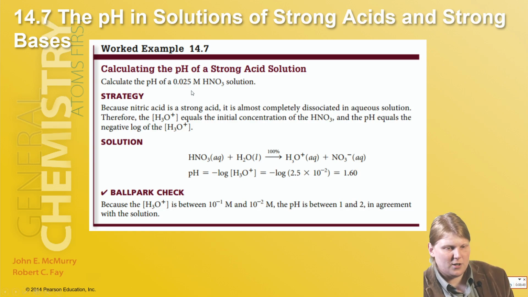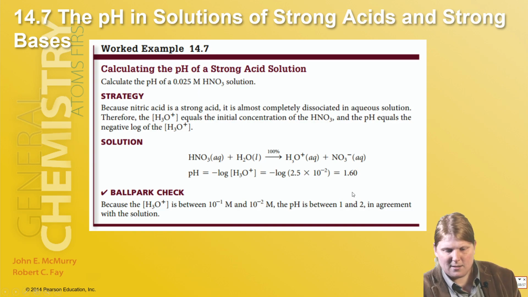If these concentrations are low enough, like less than 1 × 10⁻⁷, and you plug them into this equation, you'll get a basic pH, and that's not going to be possible if you start with an acid. Or vice versa, you'll get an acidic pH, and it's not possible if you have a basic solution.